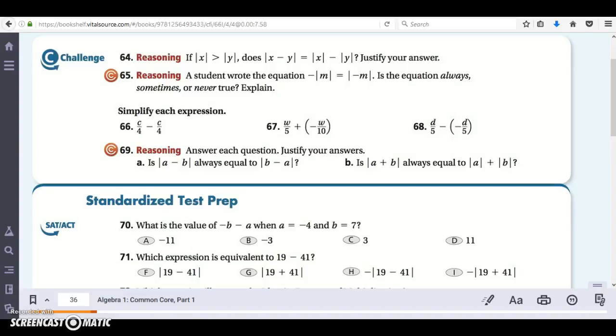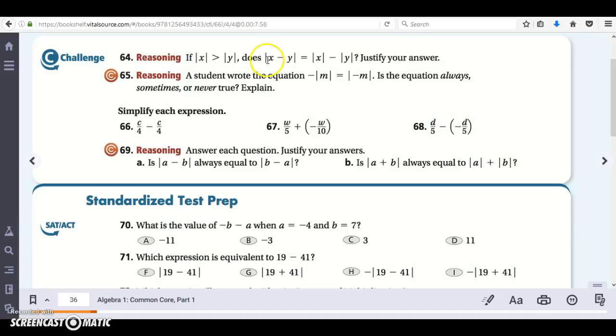Okay, let's take a look at problem 64. It says reasoning. It says if the absolute value of x is greater than the absolute value of y, does the absolute value of x minus y equal the absolute value of x minus the absolute value of y? Justify your answer. I'm going to say no. It's not true. It doesn't happen. And I'm going to use the counter example to show that.